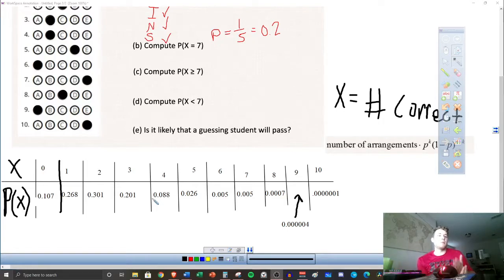Think about it. You're expected to have 20% probability, right? So you're almost expecting 20% correct. So 20% of 10, oh, that's 2, right? 0.2 of 10 is 2.